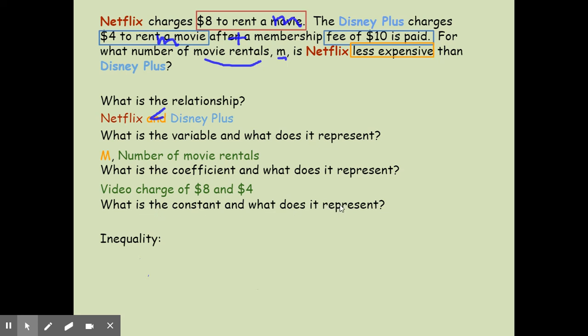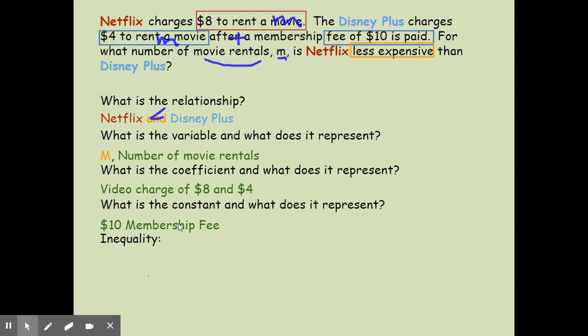And what is the constant and what does it represent? My constant is going to represent my one-time membership fee. It's something I'm paying one time, right? So $10 is my membership fee. That represents my constant, which is something I'm only doing one time, not multiple times. I'm not going to have to pay $10 every time I want to rent a movie. No, you only pay for it that one time.